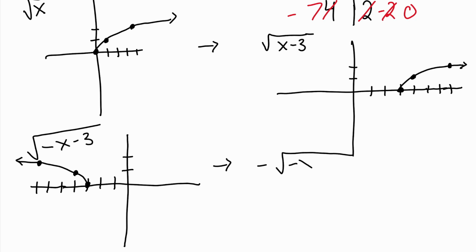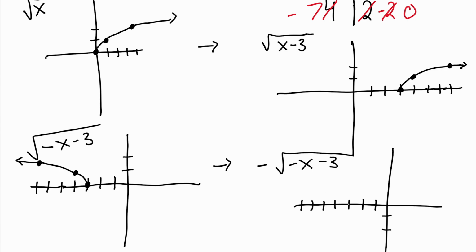Now we do the other reflection. So we're going to reflect about the x-axis. Okay, so all of those points are going to be negated, all the outputs. It's 1, 2, 3, 4, 5, 6, 7.